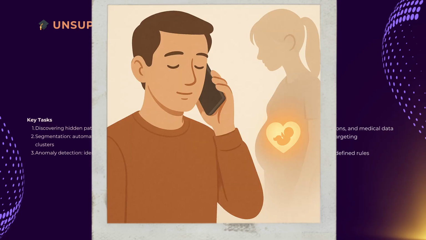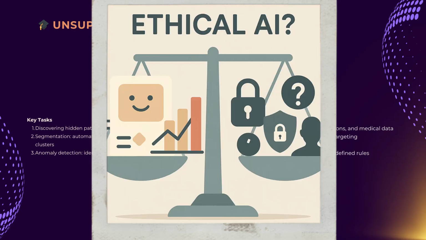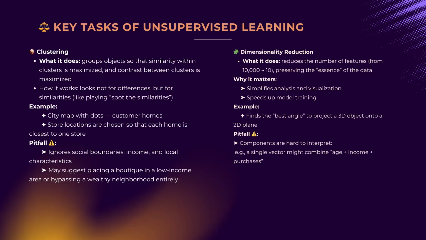But a few days later the same father called back to apologize. It turned out that his daughter really was pregnant, but she hadn't yet told her parents. The algorithm had detected it before she confessed to her family. This case became the quintessential example of ethical issues in data analysis, questions of privacy, consent to data processing, and the potential social consequences of predictive analytics. And now let us consider the main tasks solved within unsupervised learning.